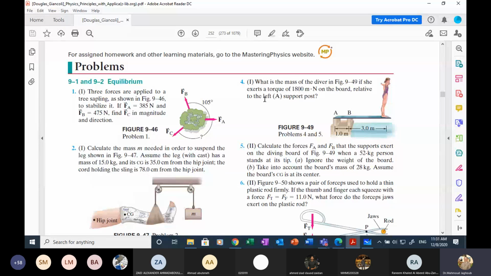Note that once he said the torque, he immediately said relative to the left A support post. You can never give torque without reference to the point about which you take rotation. You see, it is important. Whenever you calculate torque, it must be with respect to a given point, because torque changes when you change the point of rotation or about which you take rotation. So he's given us the torque due to her weight, and he wants us to find her mass.